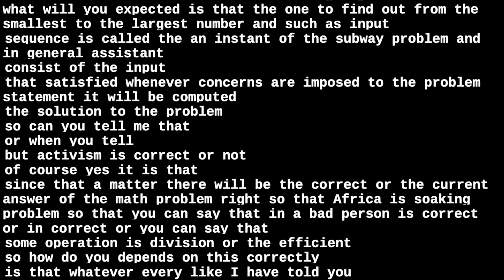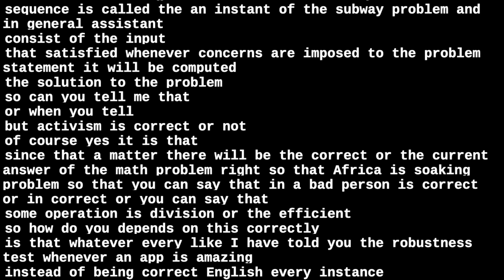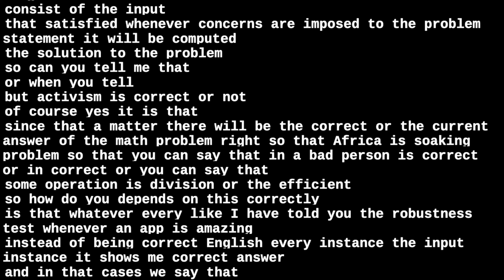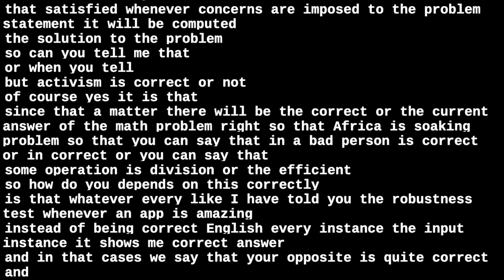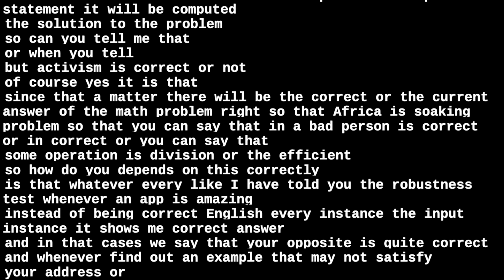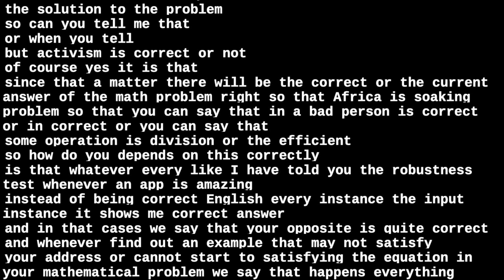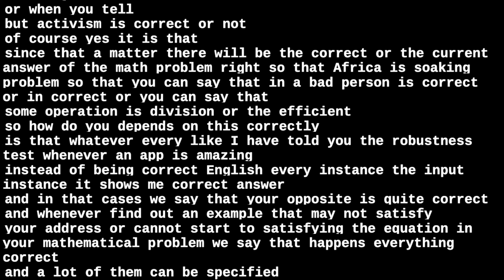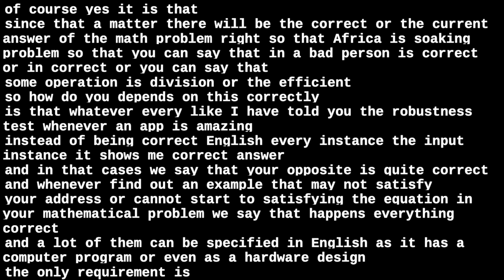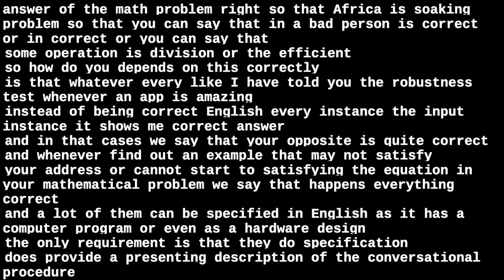Like I have told you with the robustness test, an algorithm is said to be correct if, for every input instance, it shows the correct answer. In that case, we say that your algorithm is correct. And whenever you find an example that does not satisfy your algorithm, or cannot satisfy the equation in your mathematical problem, we say that the algorithm is incorrect. An algorithm can be specified in English, as a computer program, or even as a hardware design. The only requirement is that the specification must provide a precise description of the computational procedure to be followed.